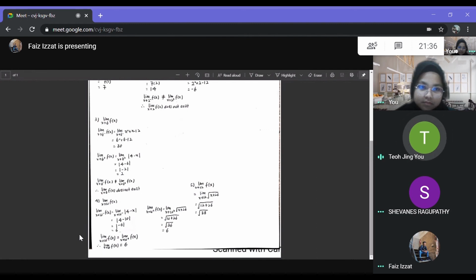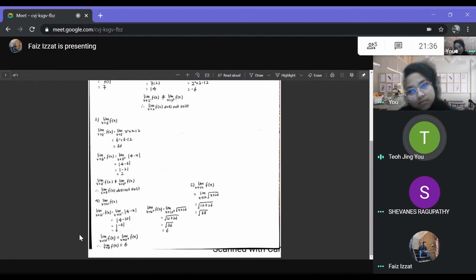And to find the limit of f(x) when x approaches 10 from the right hand side, we substitute square root of x plus 26 into f(x). So we get the limit of square root of x plus 26 when x approaches 10 from the right hand side, and then we substitute 10 into square root of x plus 26, we get square root of 36, and the final answer is 6.